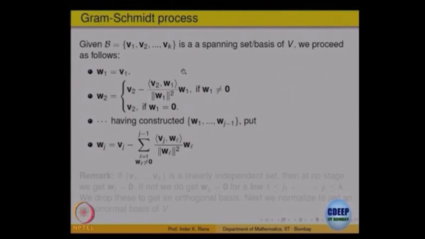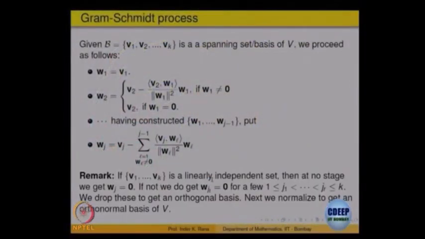You can normalize them now, each one, divide each W by its norm to get the normal vector, so that it is an orthonormal basis. So, from the given basis you get an orthonormal basis, okay. So, that is the process, and the remark is just saying that if the corresponding ones come as 0, just drop them, okay. They will come if they are linearly dependent.